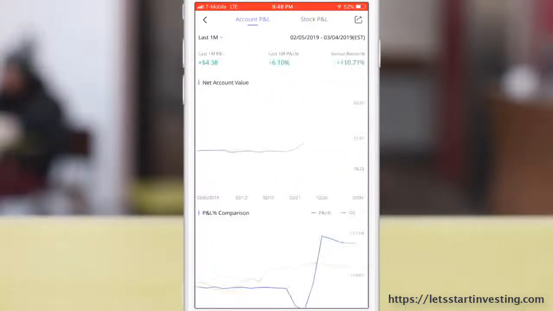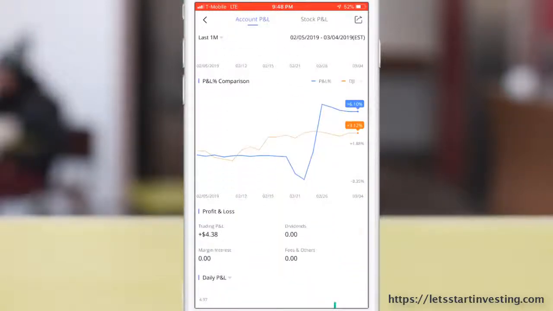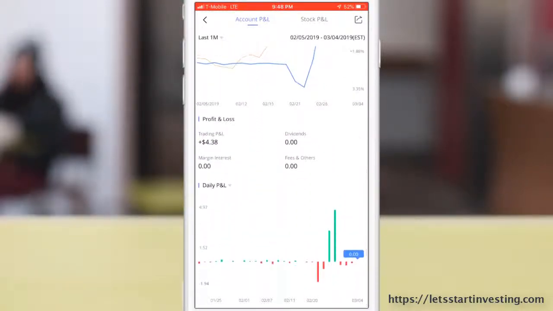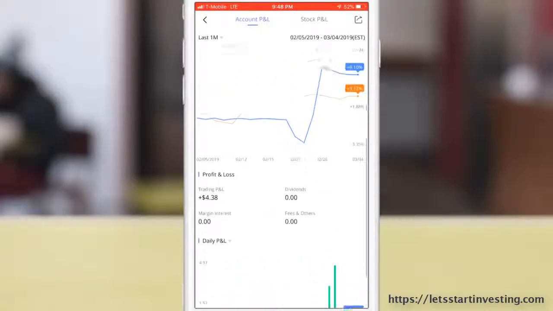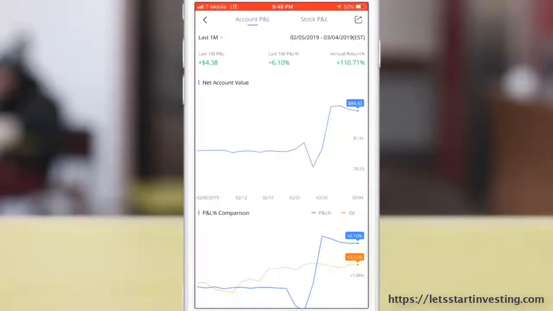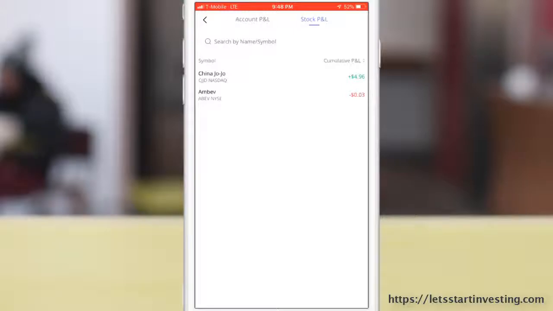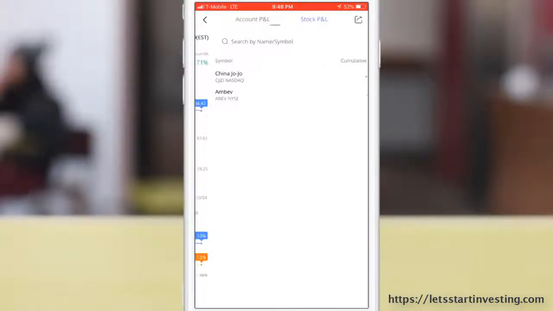Performance is going to show you how your account's been doing overall. So it shows you the overall account health, how it's been performing as far as profits and losses, showing you your up days and down days. And then if you look at stock profits and losses, it's going to show you the same thing, showing you different stocks that you've had and how they've profited and lost as well.